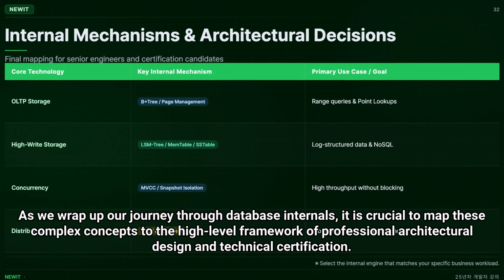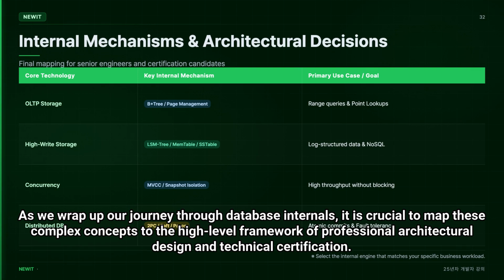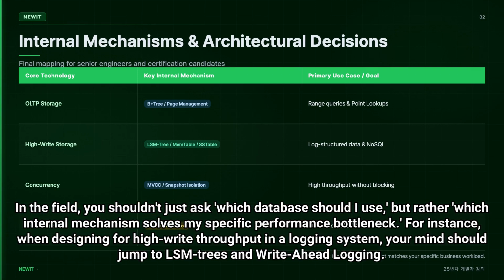As we wrap up our journey through database internals, it is crucial to map these complex concepts to the high-level framework of professional architectural design and technical certification. In the field, you shouldn't just ask which database should I use, but rather which internal mechanism solves my specific performance bottleneck. For instance, when designing for high write throughput in a logging system, your mind should jump to LSM trees and write-ahead logging.